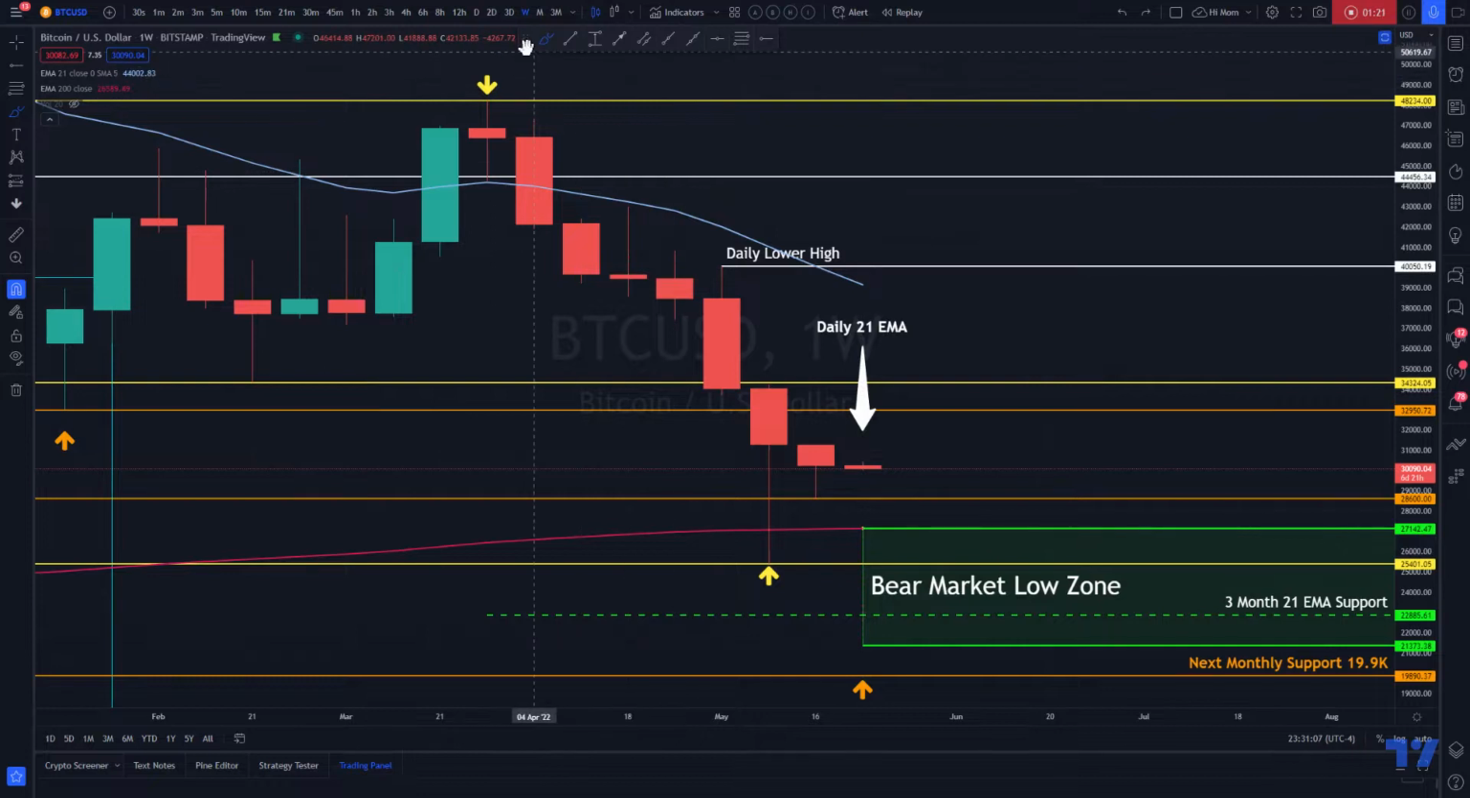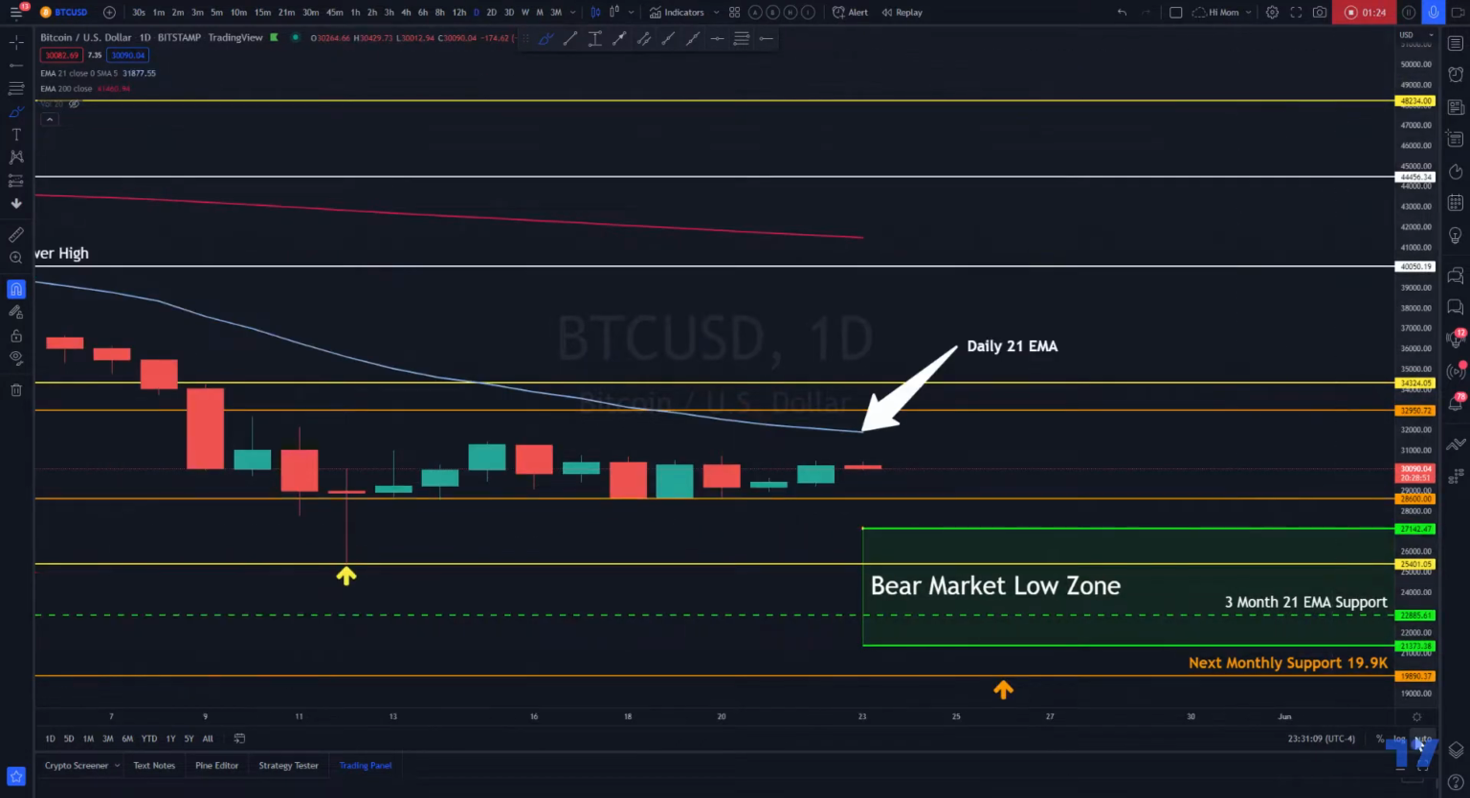Let's go ahead and zoom into our daily time frame. Let's hit the auto button here. Now, if we continue to make weekly lower lows, we've got to look at our next monthly support down here in orange, which is $19,900, which is the December 2017 prior all-time high.